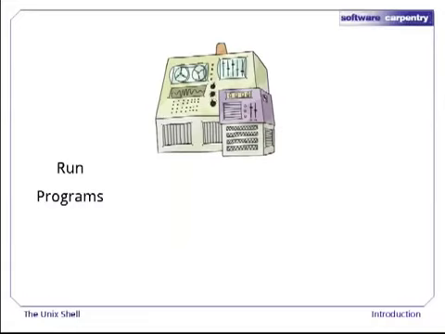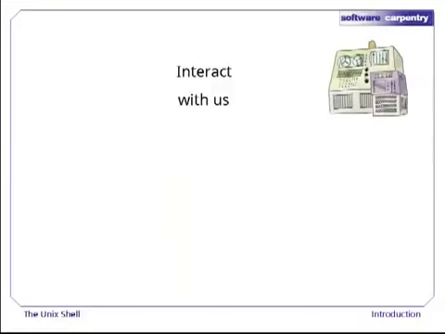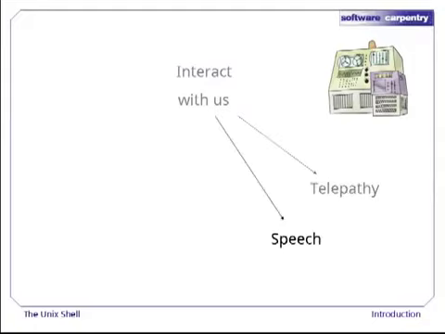They run programs, they store data, they communicate with each other, and they interact with us. They can do the last of these in many different ways. For example, they can use telepathy, i.e. direct brain-computer links. This technology is still in its infancy, but I for one look forward to being assimilated as it matures. Another way to interact with computers is to talk to them. No, talk to them, not dock the pen. As you can tell, this technology is also still somewhat immature.